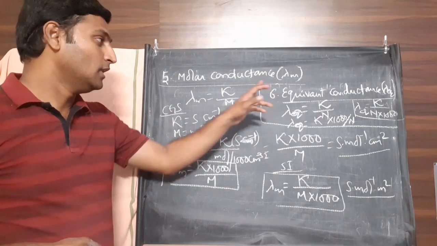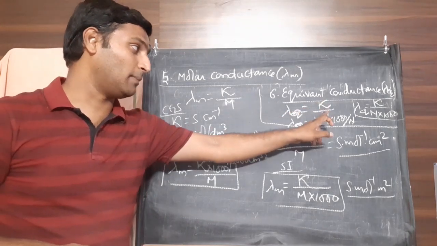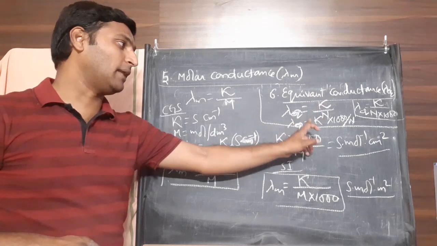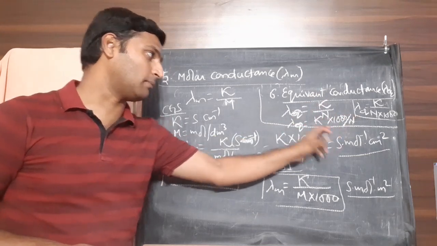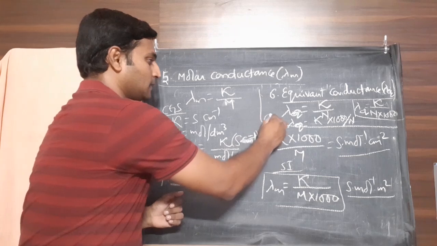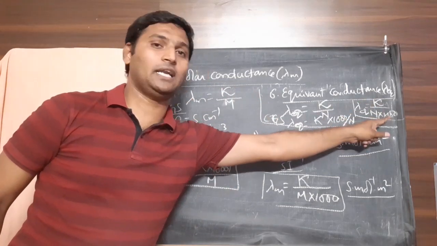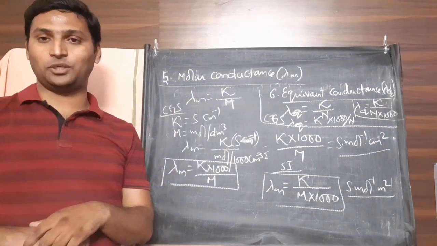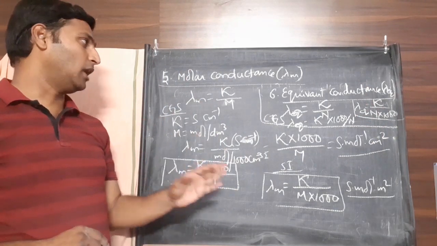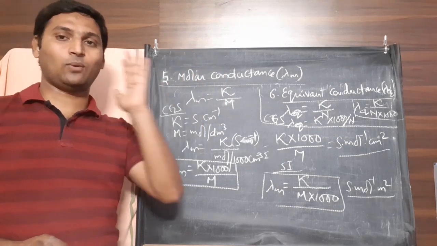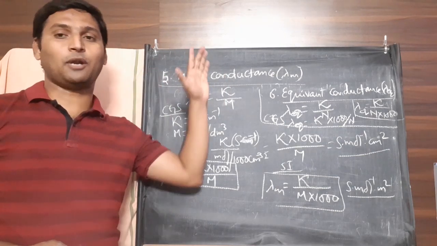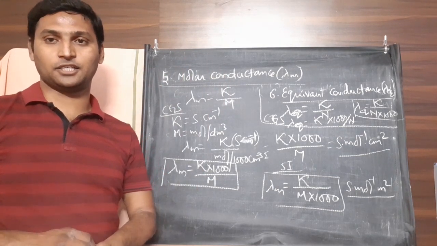Bear with me. So lambda equivalent is equal to kappa by normality, not molarity. Lambda equivalent is equal to kappa into 1000 by normality if it is CGS units. Lambda equivalent is equal to kappa by normality into 1000 if it is SI units. Okay, that is about molar conductance and equivalent conductance, the most important properties to be discussed for electrolytic conductors.